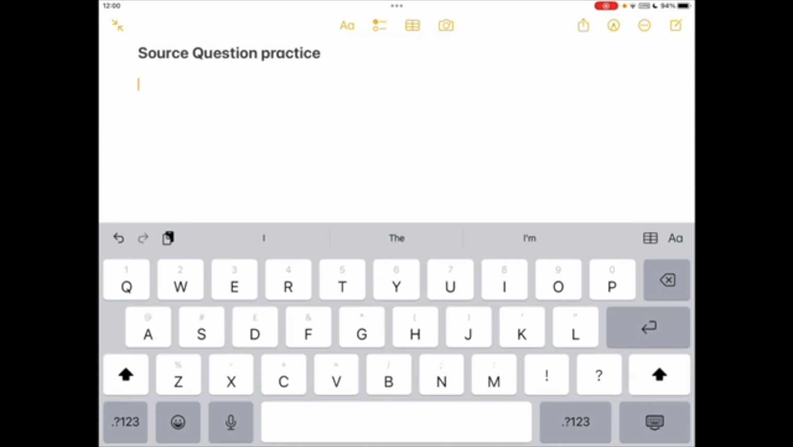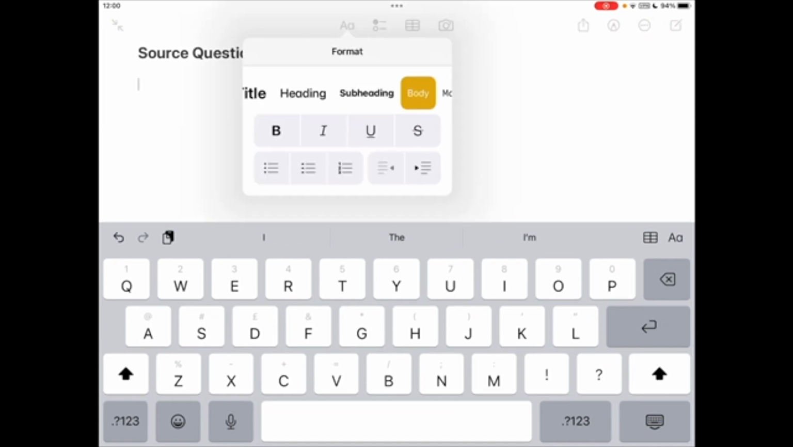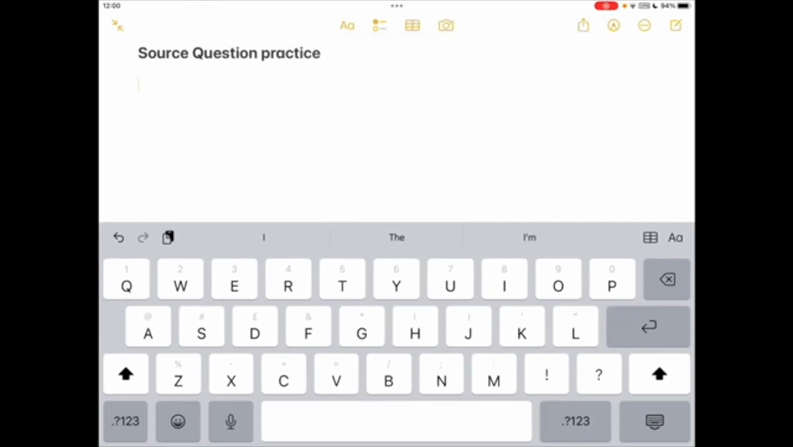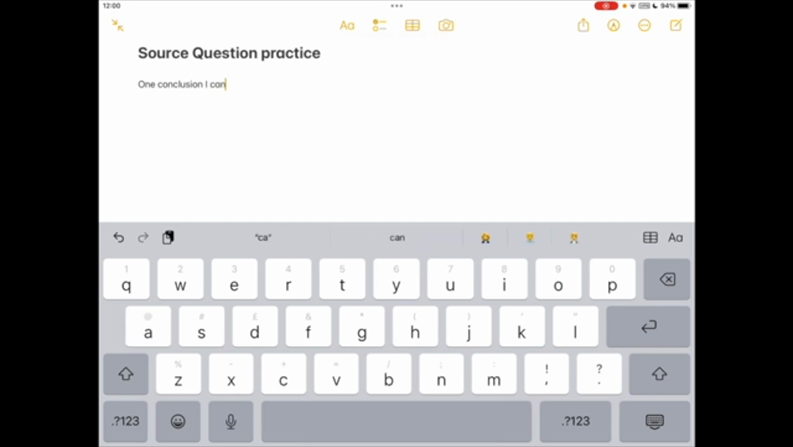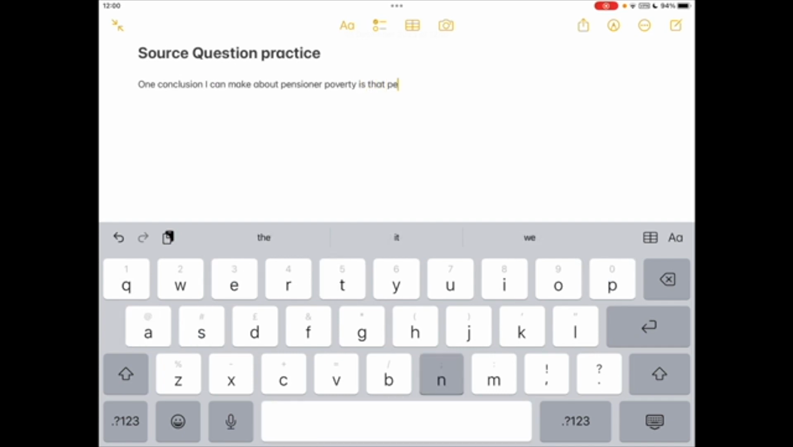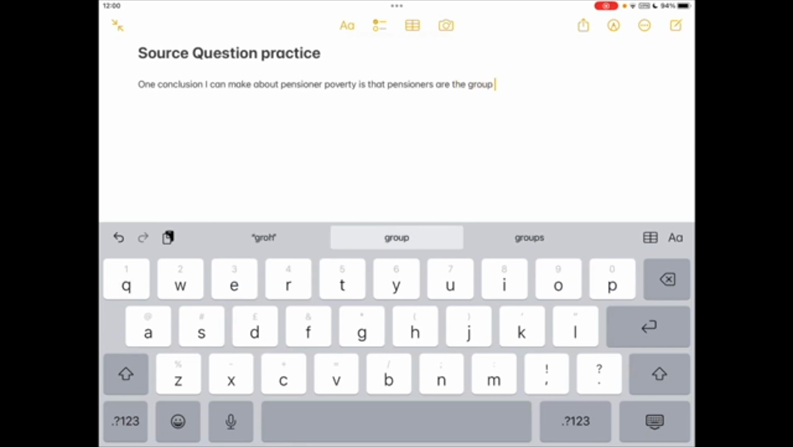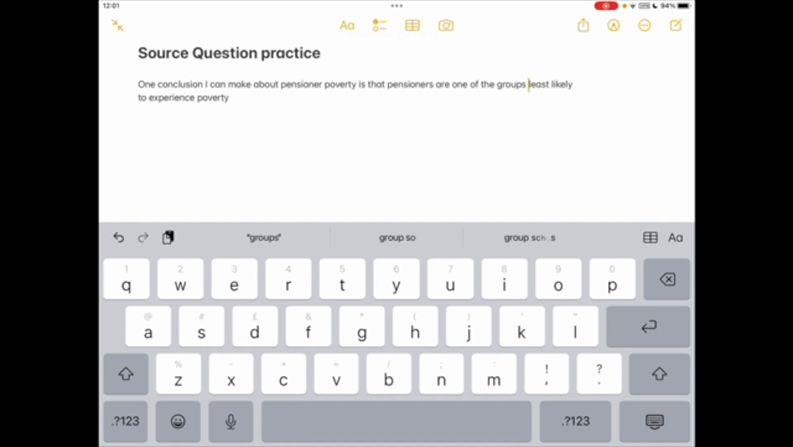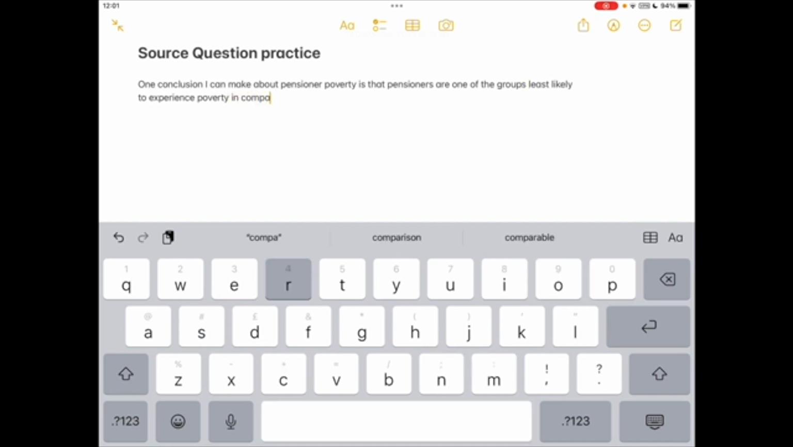The conclusion then. I can't just write there's a link between pensioners and poverty. That's wrong. That doesn't actually give me any information. But what I can write is one conclusion I can make about pensioner poverty is that pensioners are the group least likely to experience poverty, or pensioners are one of the groups least likely to experience poverty in comparison to others.